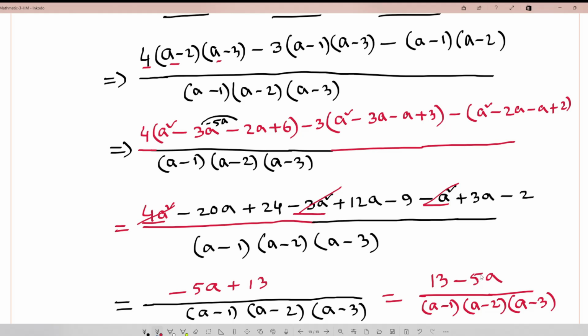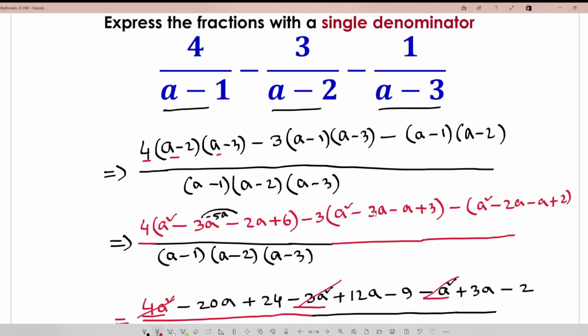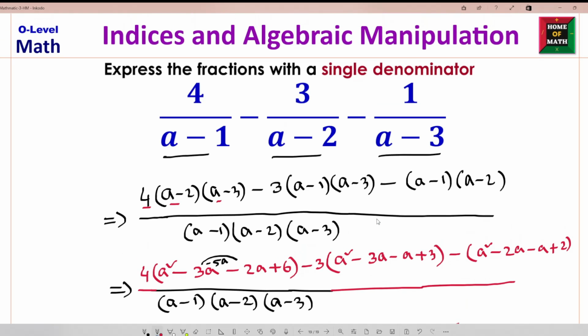So hope you understand this one. Here is 13 minus 5a. So this is our answer. So we have to be careful about minus and plus signs. Sometimes we need a minus sign, we are putting a plus sign, that's why our math becomes wrong. So be careful about these things.